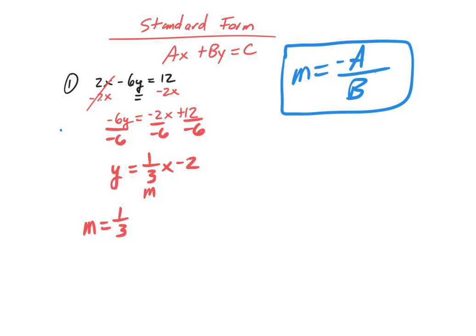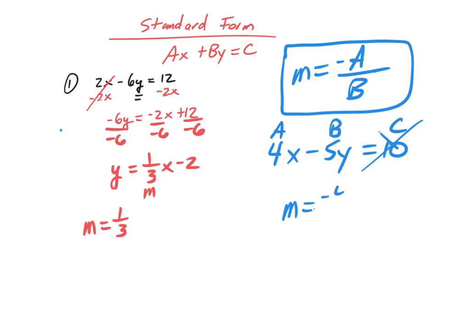Okay? If I were to give you another example here, this is A, this is B, and this is C, but we don't really care about the C value here. We're not using it at all. All we really want to be able to identify is A and B. So if I did the opposite of A over B, the opposite of A would be negative 4. B is negative 5, so this is going to be negative 4 over negative 5, which is 4/5.